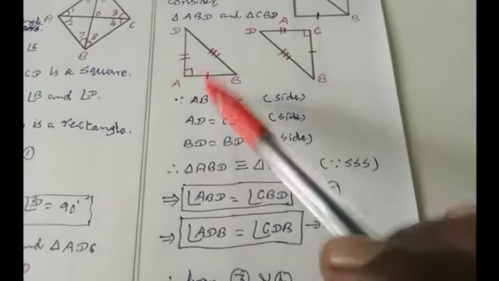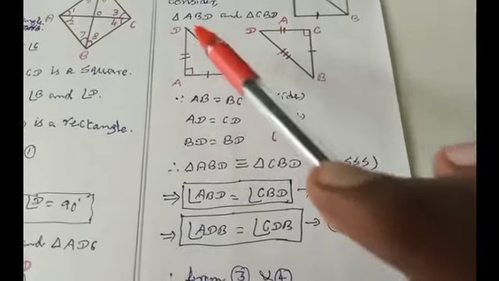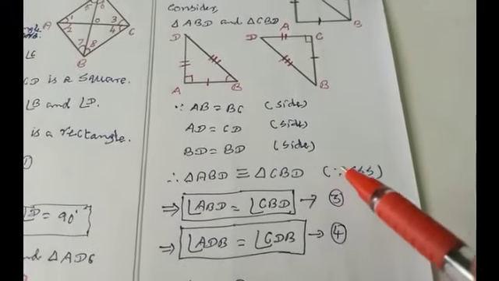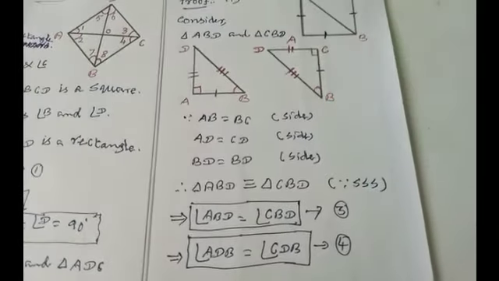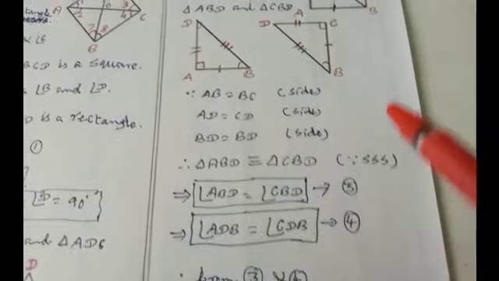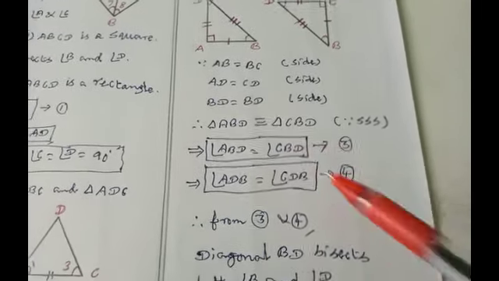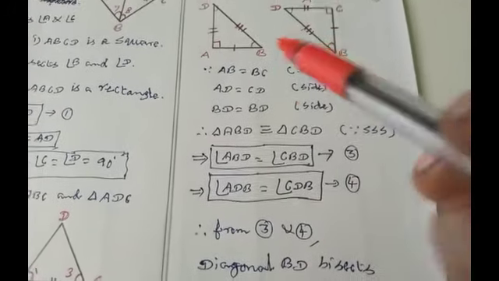And this proves that when all the sides are equal, angle ABD is equal to angle CBD, these two angles are equal. And similarly we can say angle ADB is equal to angle CDB, these two are equal. Make it as equation number 3 and equation number 4. So from 3 and 4 we can say the diagonals bisect both angle B and D.